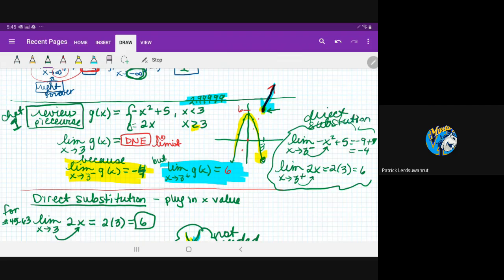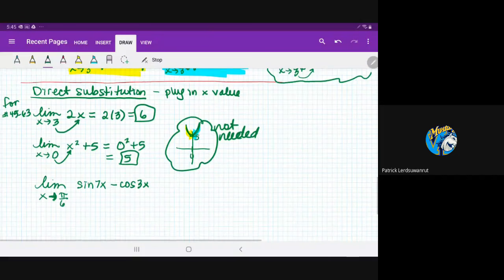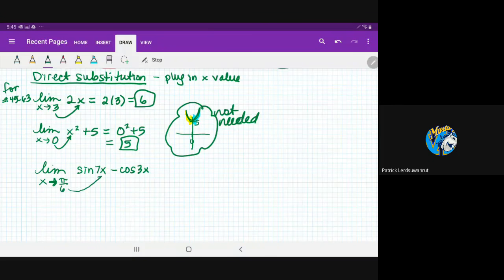Okay, because in calculus, there's only 3 concepts. There's limits, derivatives, and antiderivatives, but you have to learn how to do it in tables, graphs, and algebraically. Okay, so we need you to do it in all of those different ways. Okay, so the algebraic way is the way we're most comfortable with. Okay, so let's do this last question. Direct substitution. You're going to substitute this into both. So this would be sine of 7 pi over 6 minus the cosine of 3 pi over 6.